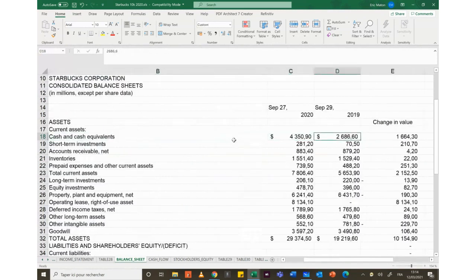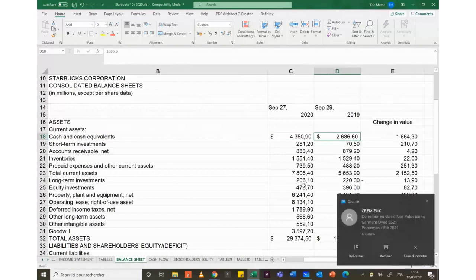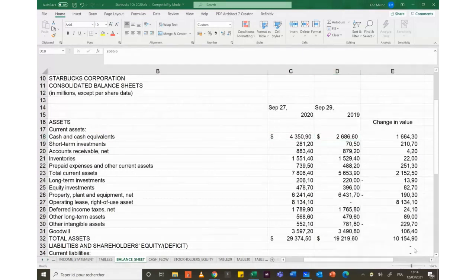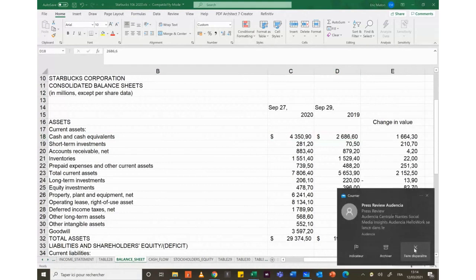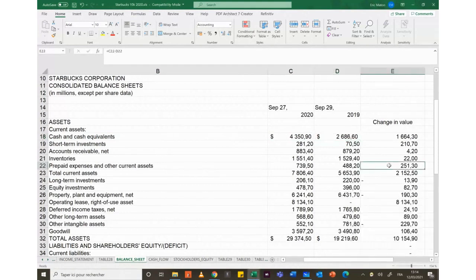And after you can create an overall comment about what we see in terms of cash and the differences because of accruals and other things.